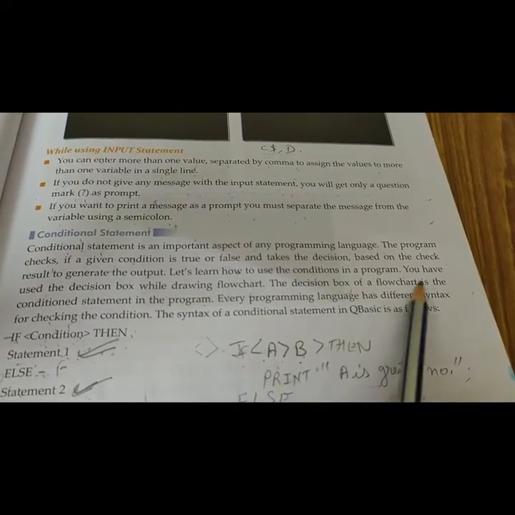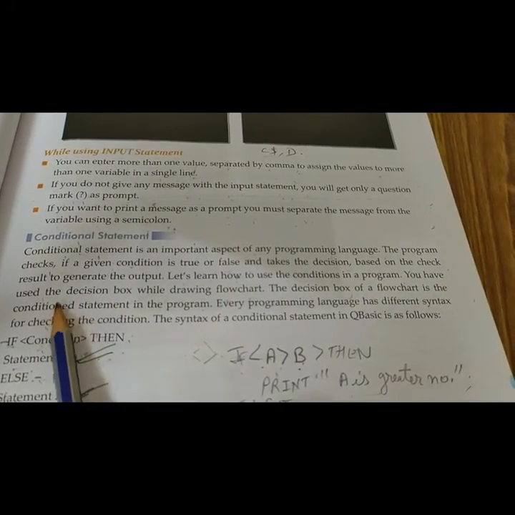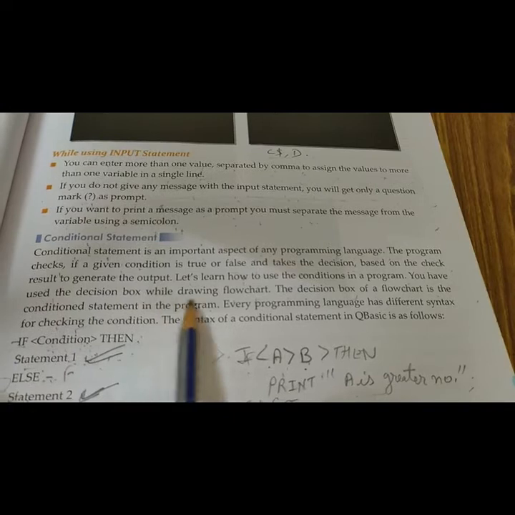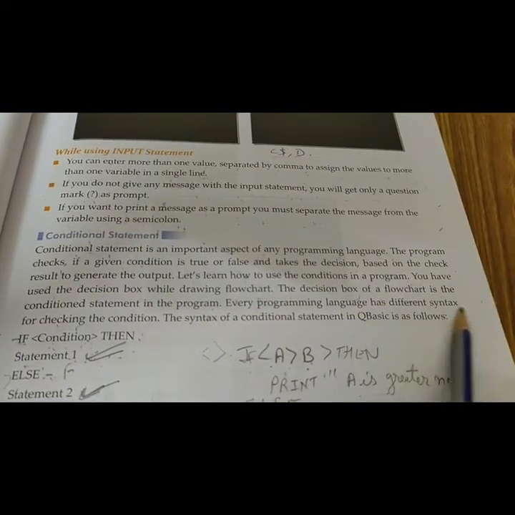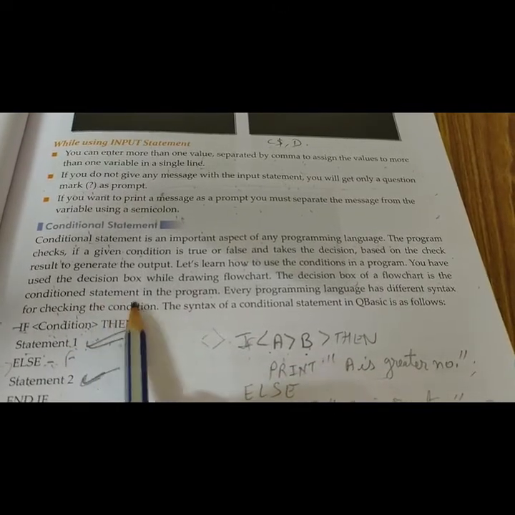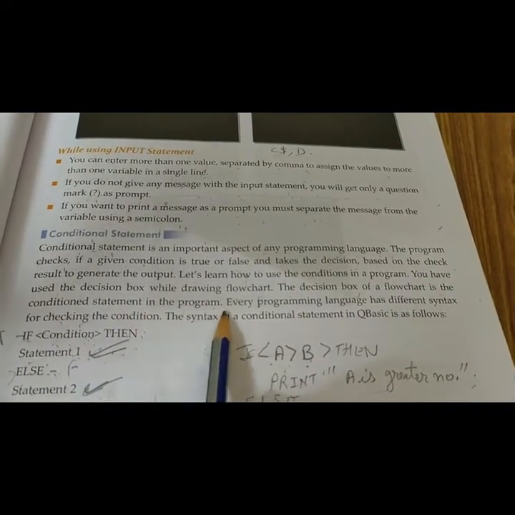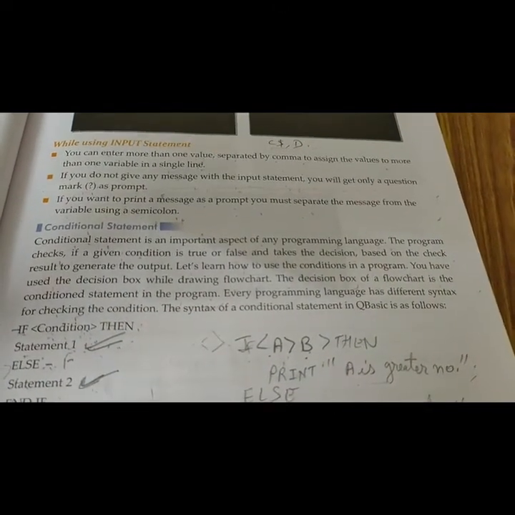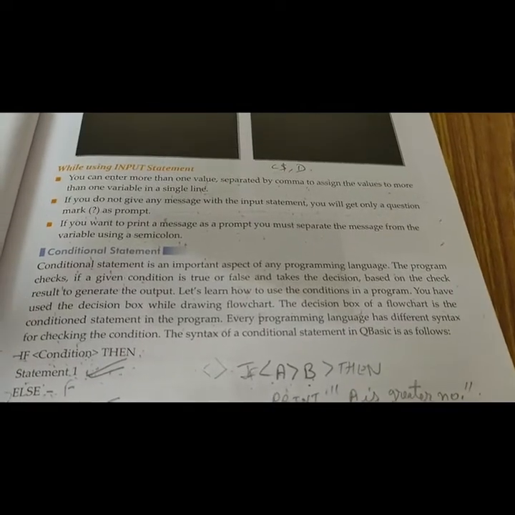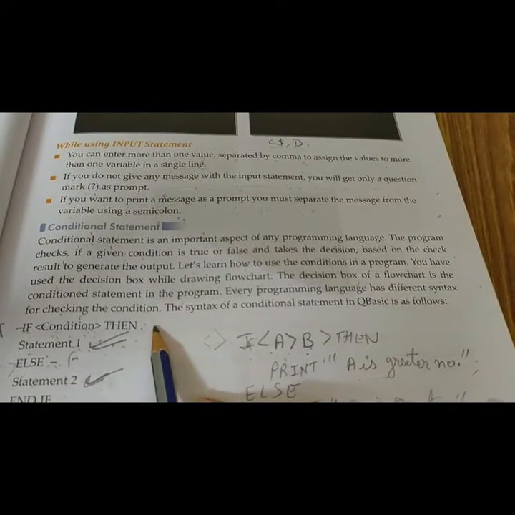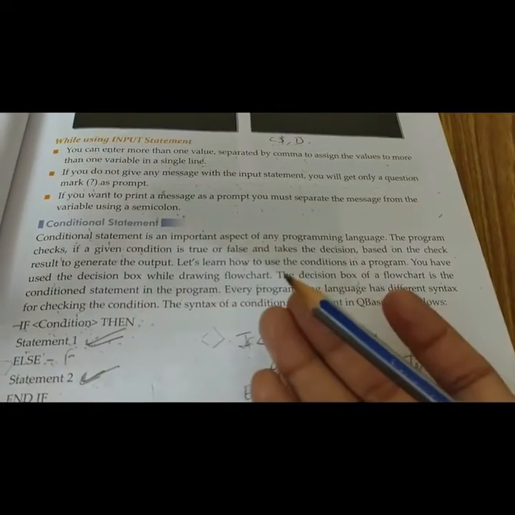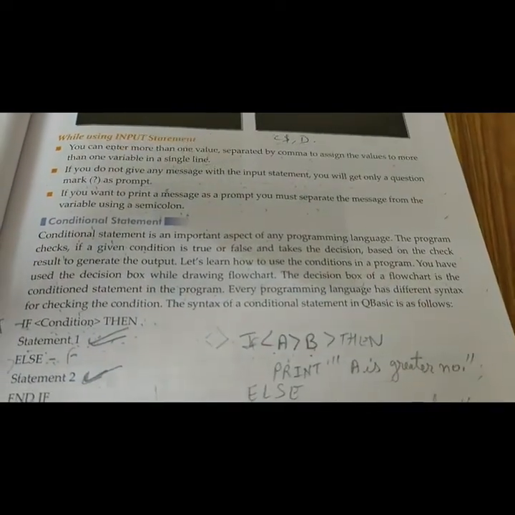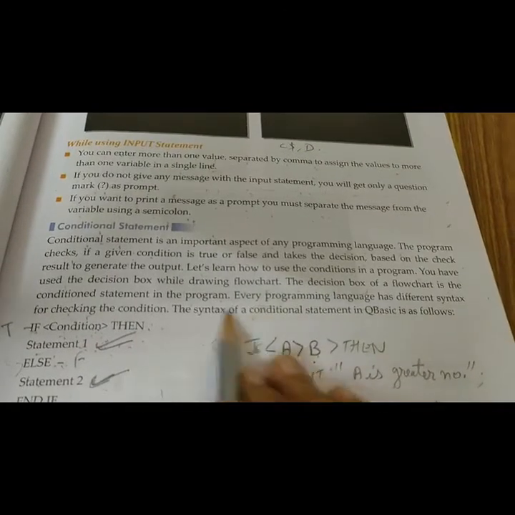Let's learn how to use a condition in a program. You have used the decision box while drawing flowcharts. The decision box of a flowchart is the conditional statement in the program. Every programming language has a different syntax for checking the condition. So we know that every programming language has different conditions that we use in a program as per our requirement.